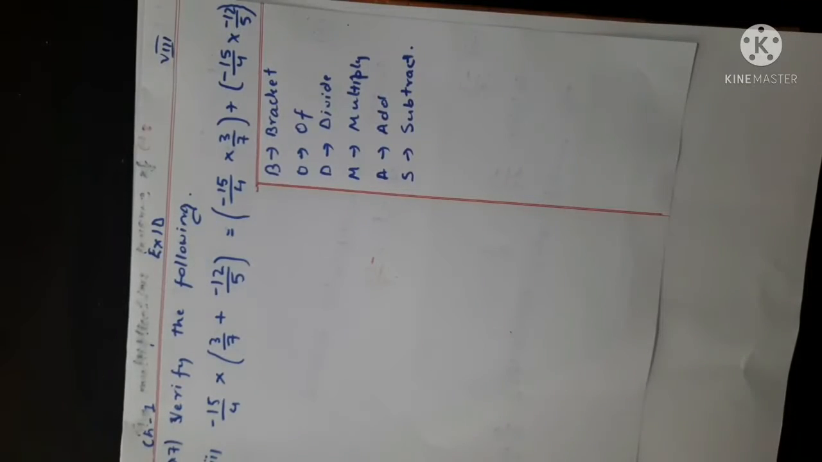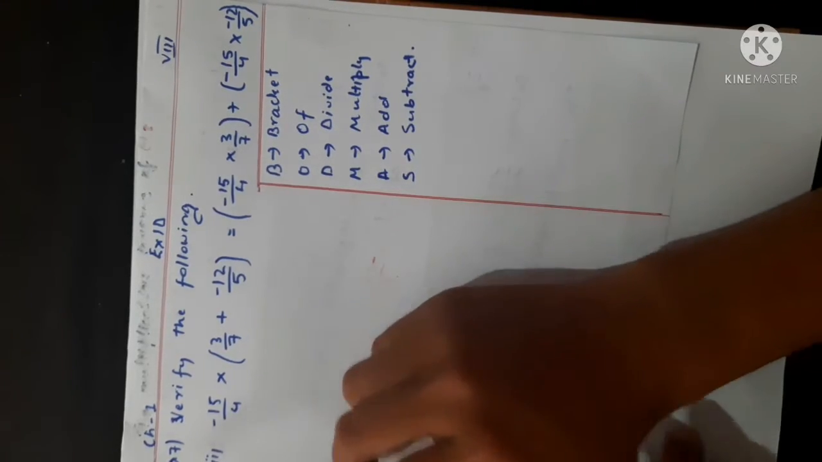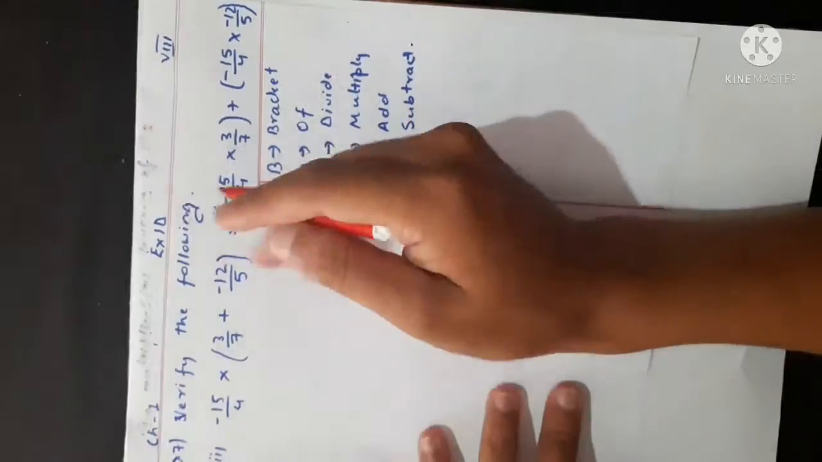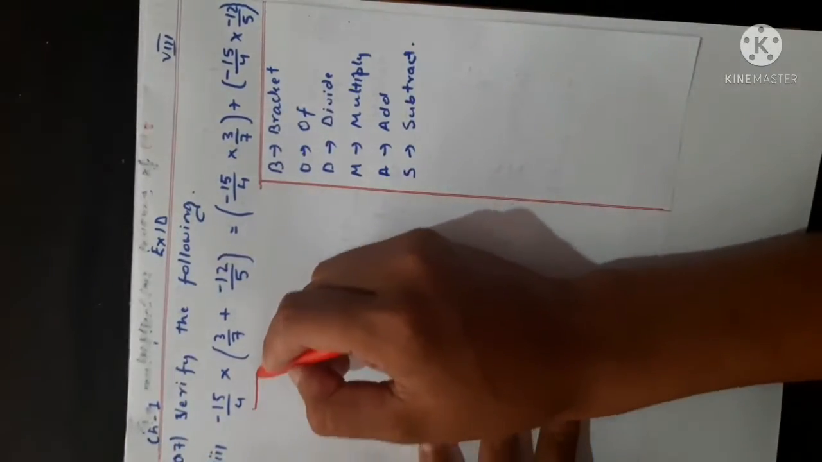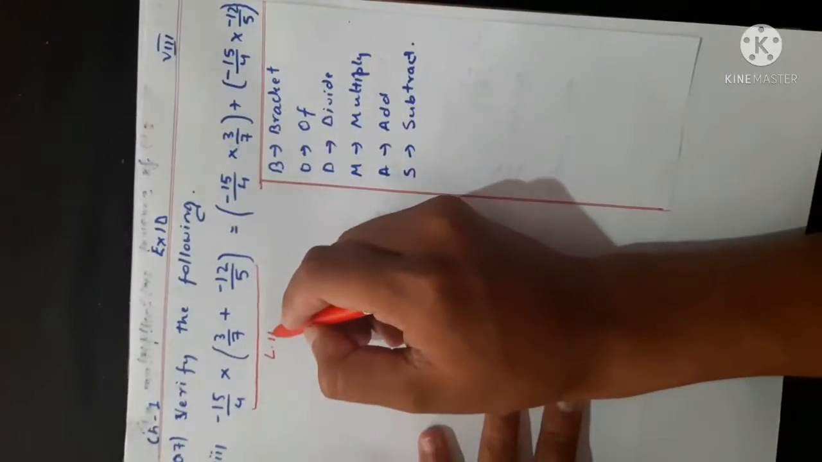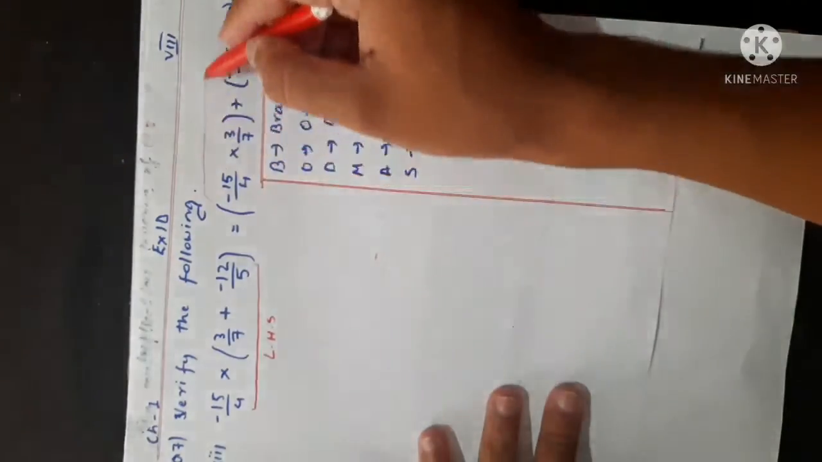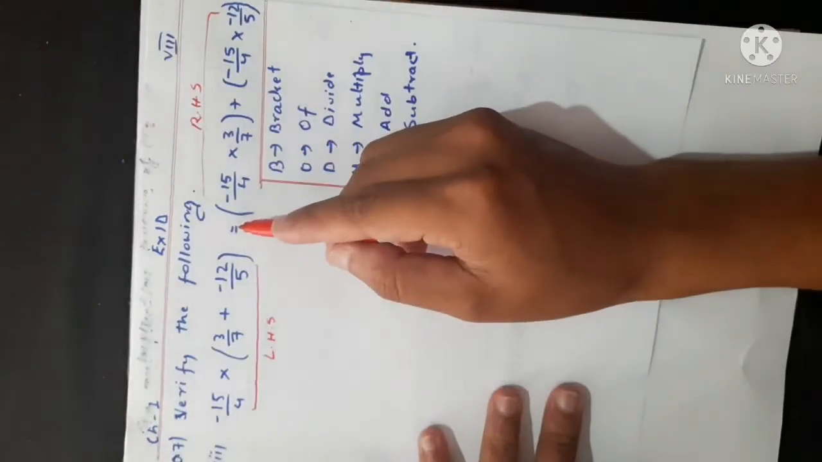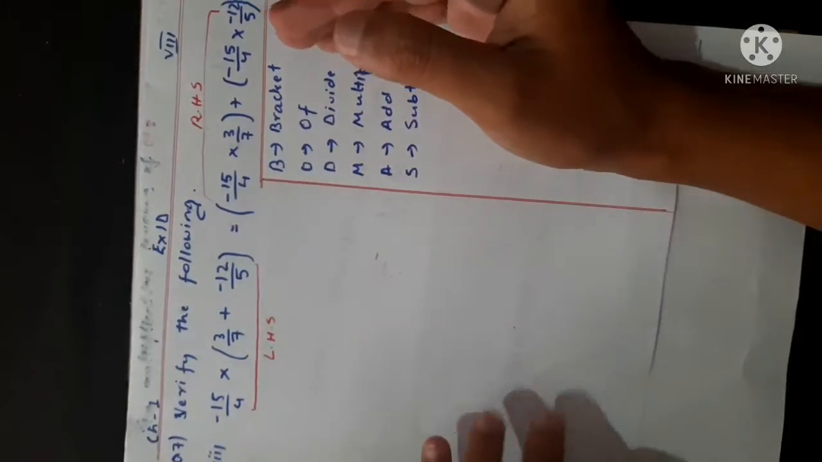Next question from exercise 1D is question number 7. Verify the following. So here we have question number 2. In here we have an equation. Before the equal sign is known as the left hand side, and after the equal sign is known as the right hand side. So you see, in an equation, an equal sign separates the left hand side from the right hand side.